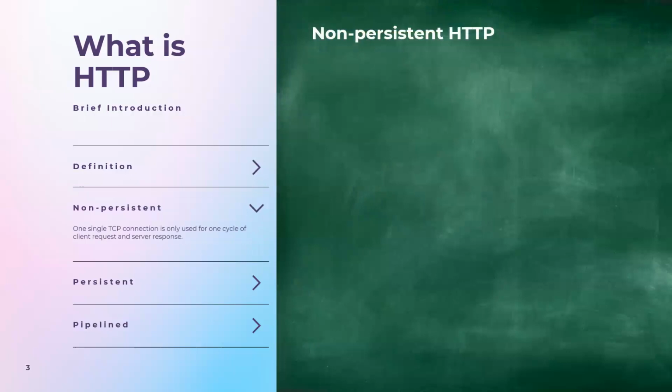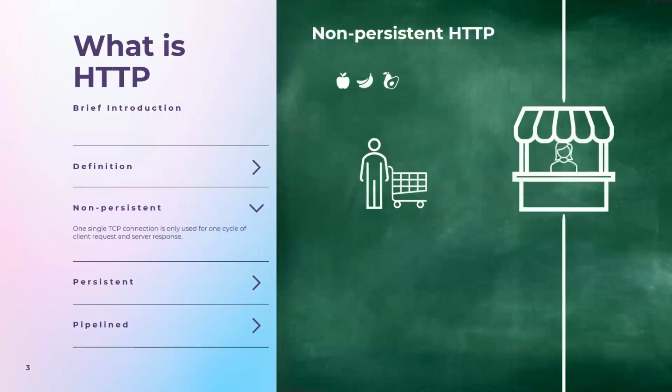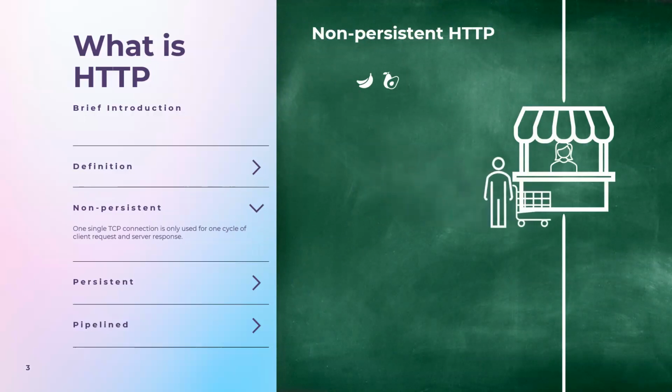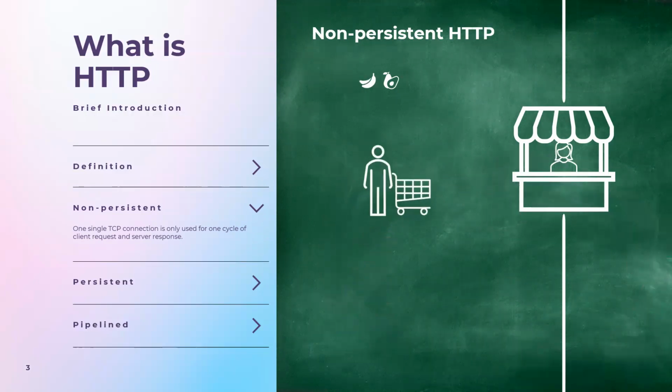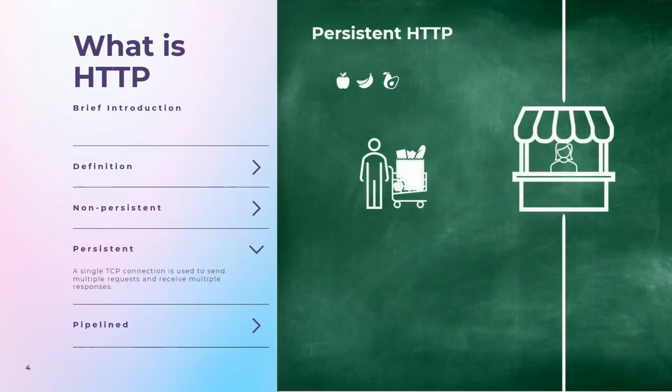For non-persistent HTTP, it is like a person who goes to a store and can only buy one item at a time. Then they have to leave the store and come back for another item, which is clearly not efficient.